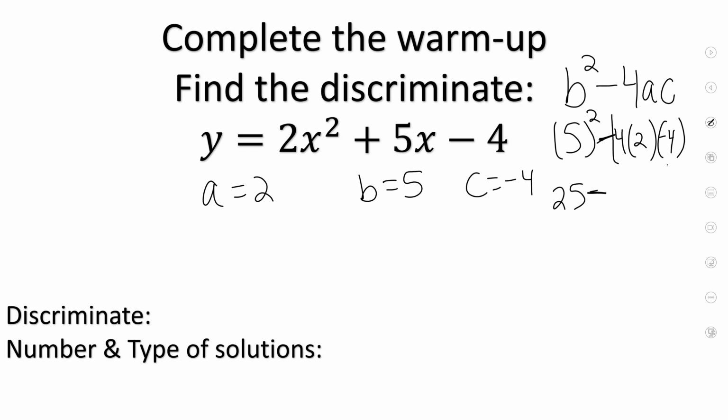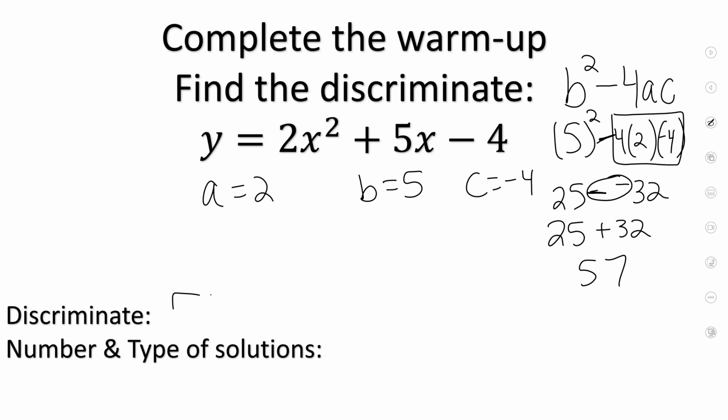Now let's see what these values in this box are equal to. So go ahead and type into your calculator. 4 times 2 is 8. 8 times -4 is -32. So when there's two negative signs next to each other, this becomes a plus sign. So now I have 25 plus 32, which is what? 57. So my discriminant is 57.